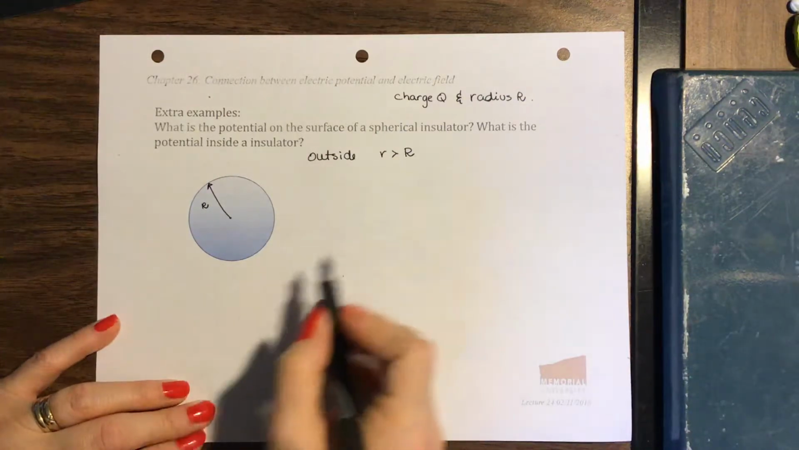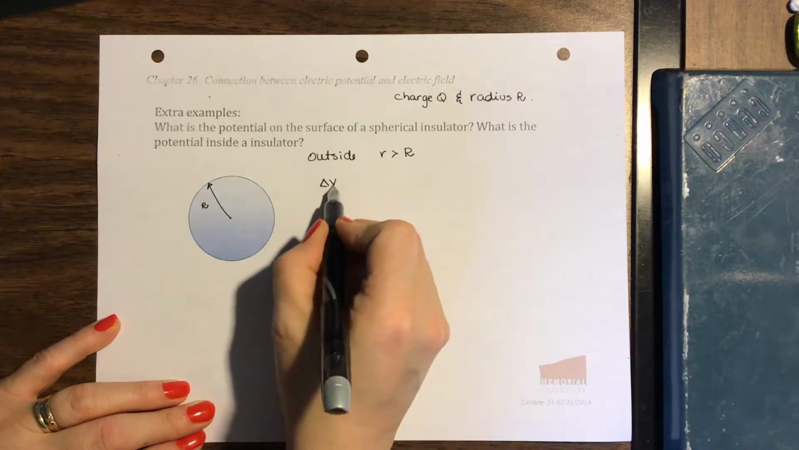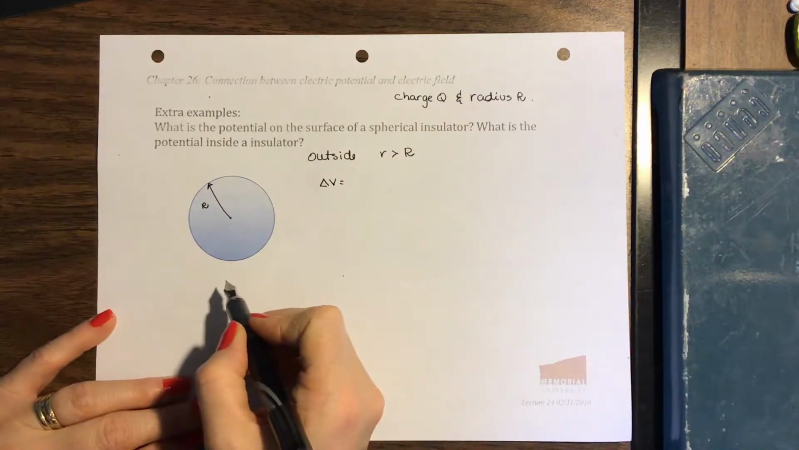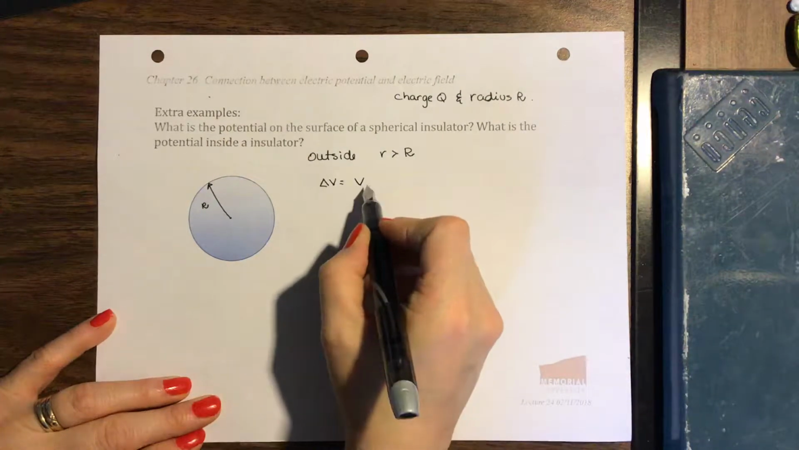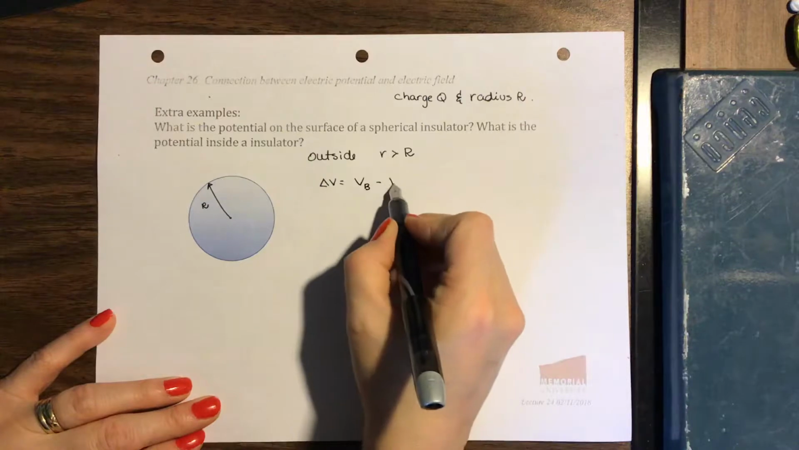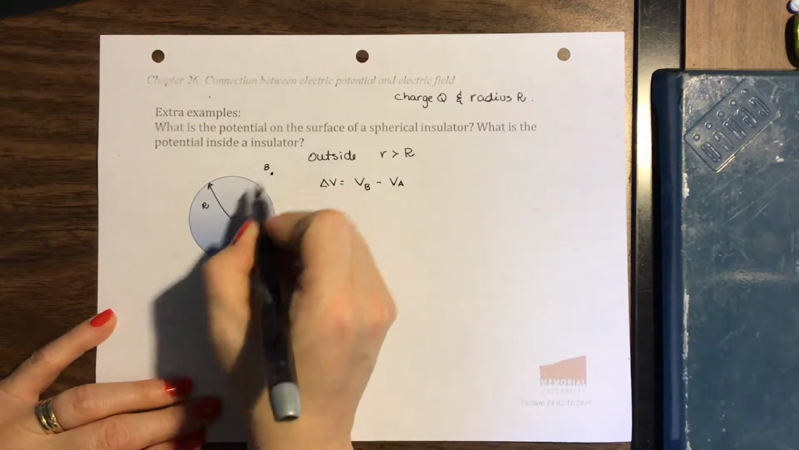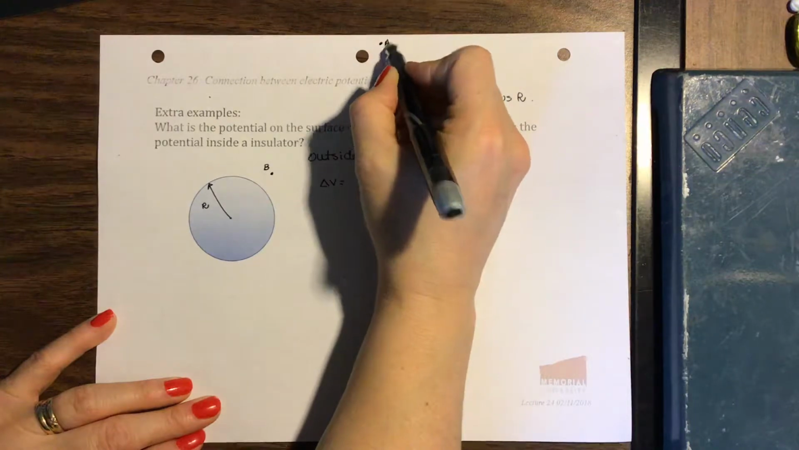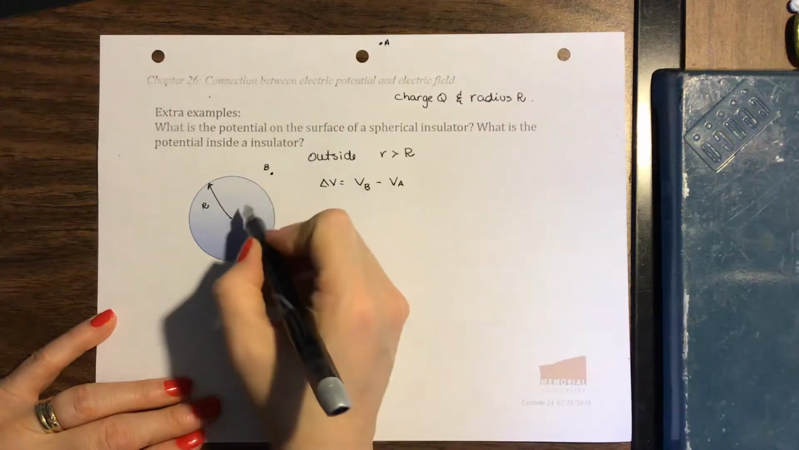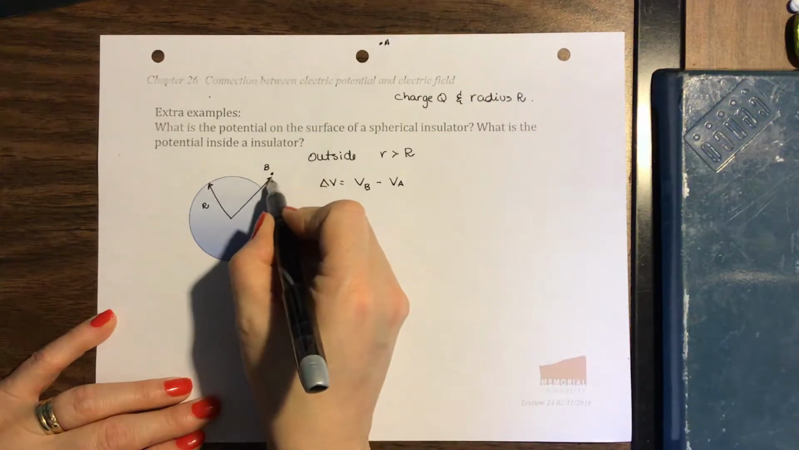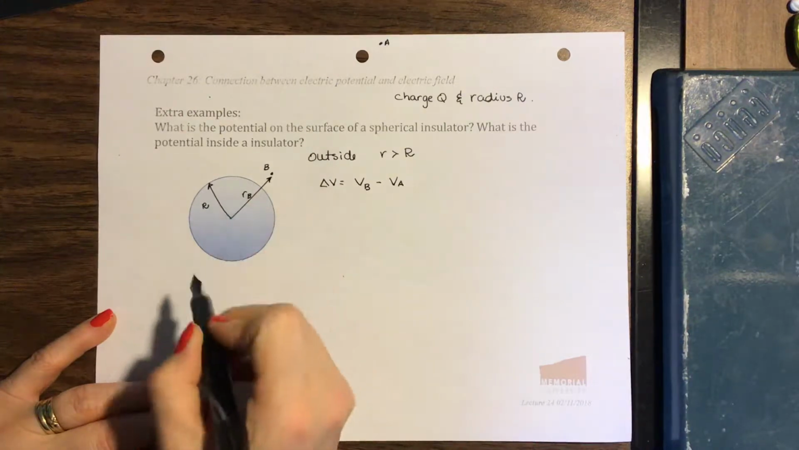Start with our expression for electric potential, delta V. So delta V means a change of potential between 2 points. So VB minus VA. We'll take B to be a point right here. We'll take A to be a point out at infinity. And then B is at a distance which we'll call RB.